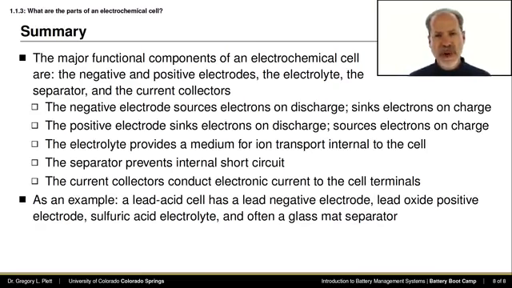When we were discussing the components of a battery cell, I most often use lead-acid cells as an example. A lead-acid cell has a lead negative electrode and a lead oxide positive electrode. It uses sulfuric acid dissolved in water as the electrolyte and often has something like a glass mat used for the separator. But we also looked at a table of all the components used in some popular electrochemical cell chemistries, and you can use that table as a reference.